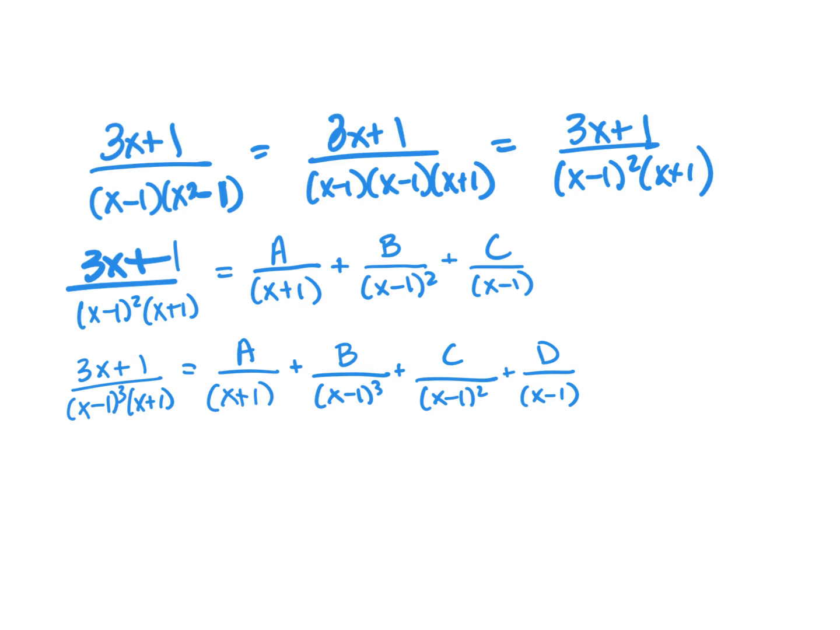And one more example here. Let's say it was x minus 1 squared and x squared plus 2 in the bottom. I want you to write down what you think the partial fractions would look like for that one.